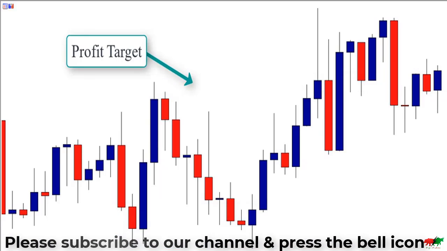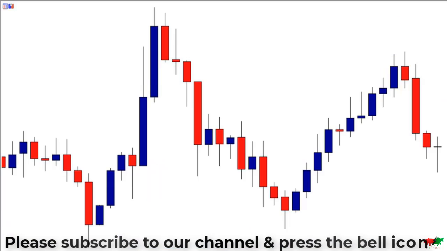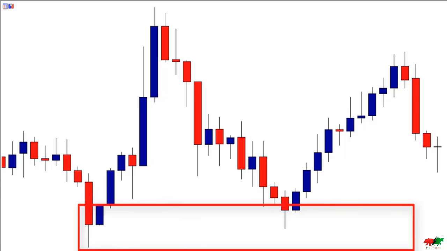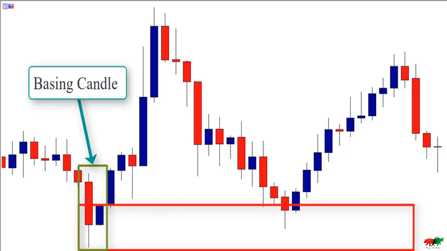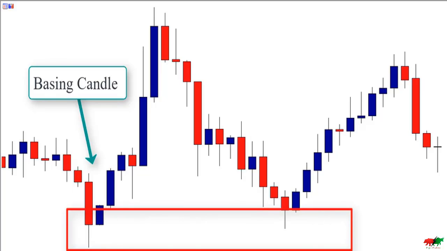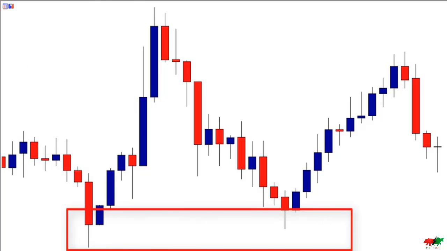Alright, look at another example. This is the Aussie US dollar for our chart. This is a clear demand zone. The basing candle is this inside bar. So to draw the zone, you draw the proximal line at the close of the inside bar and the distal line at the lower shadow.